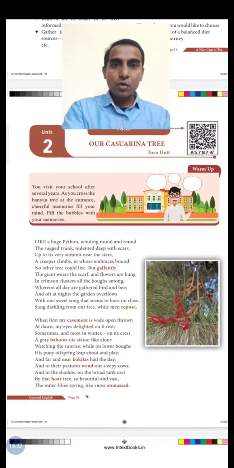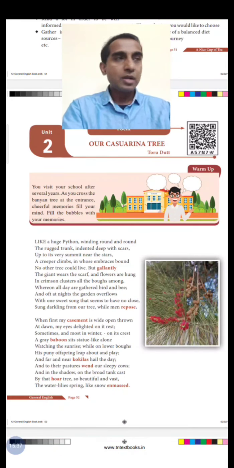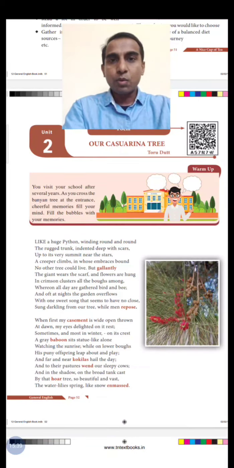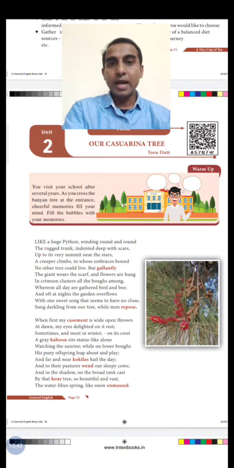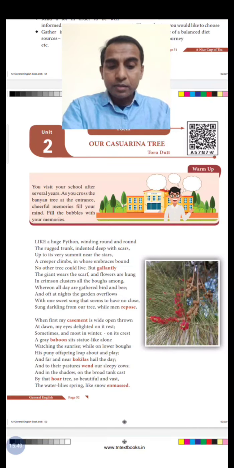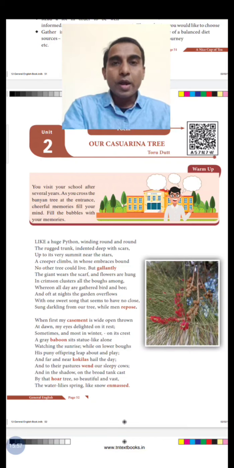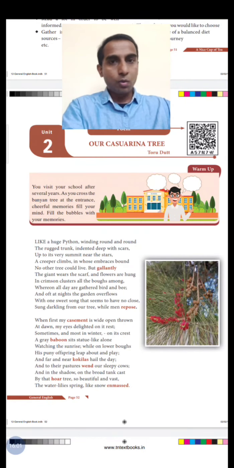And in the shadow of the tree, which falls down on the broad tank on the other side, no, down beneath there was a tank. The shadow falls on that tank, and what you could see on that tank, by that hoar tree, that white, hoar here means you can see white frost, white snow, so beautiful and vast, the water lily spring like snow en masse. So on that tank above, that water was there.